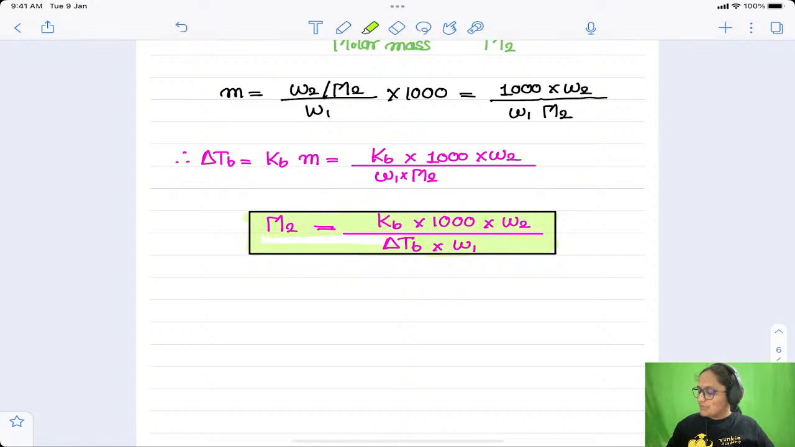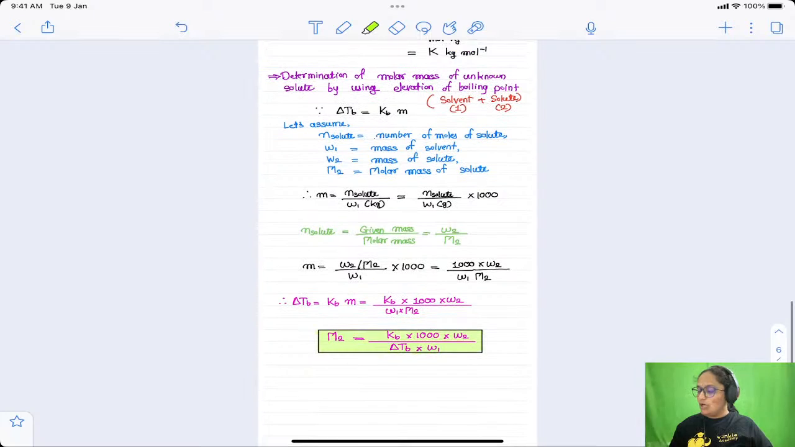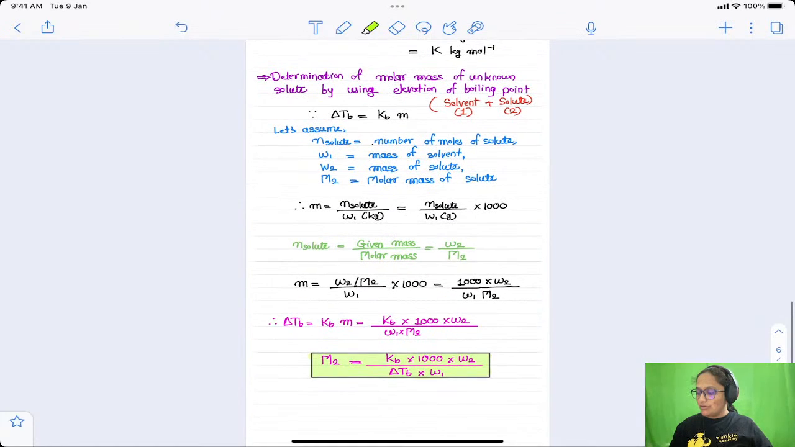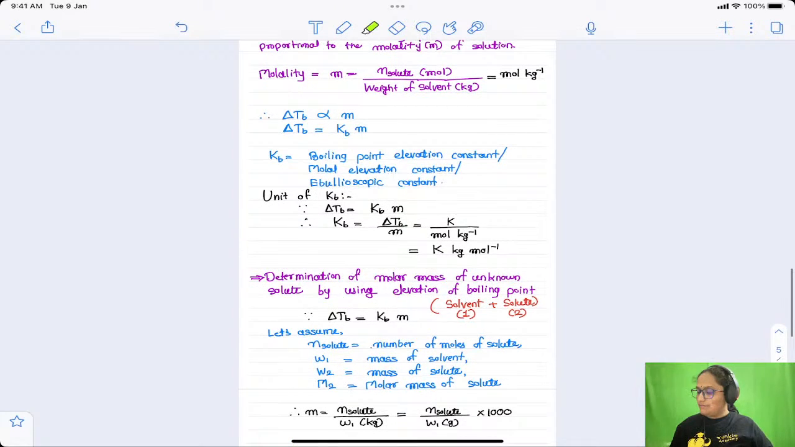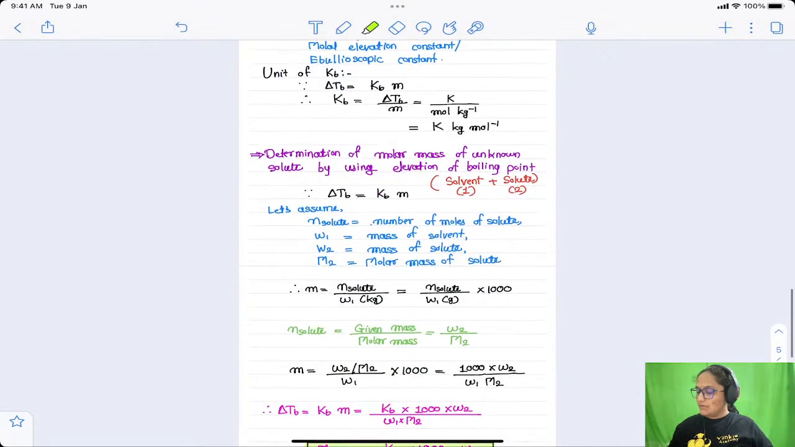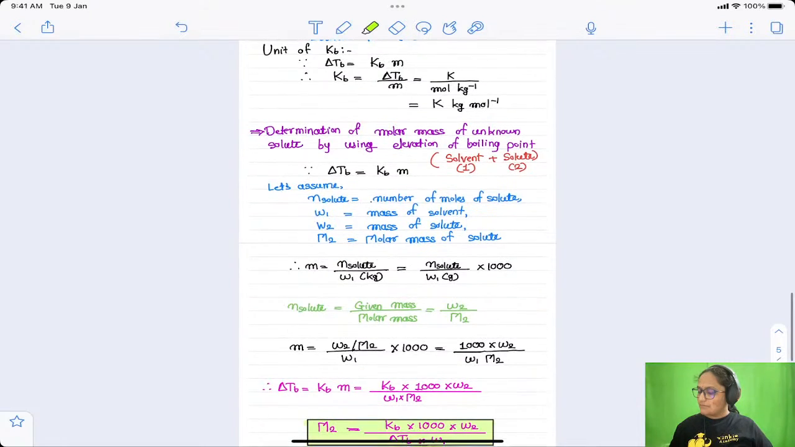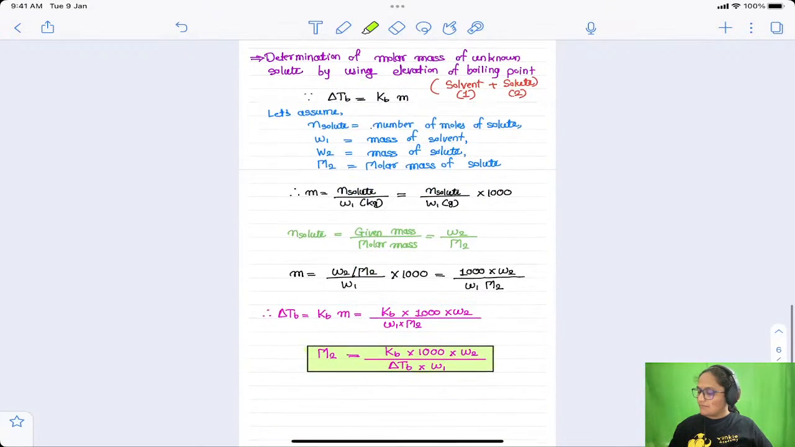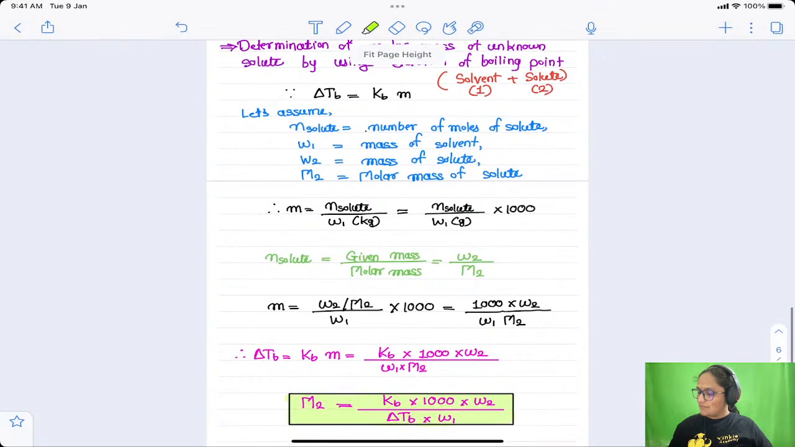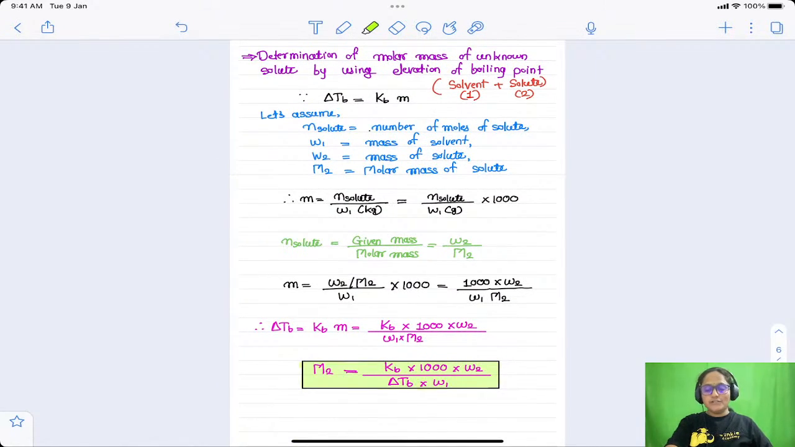Now they ask questions based on this equation, so this is a very important equation. By using this equation we can find out the molar mass of an unknown solute. So take a screenshot of this page.